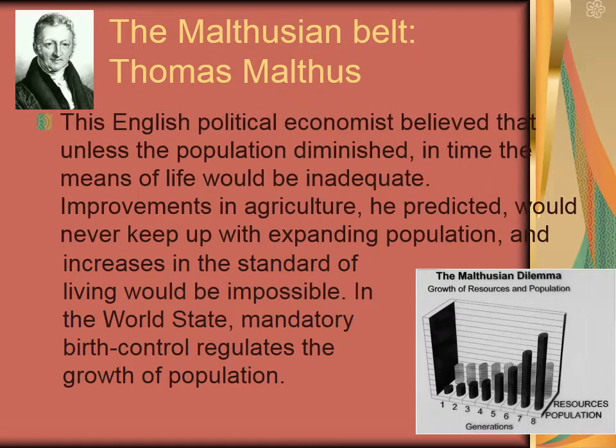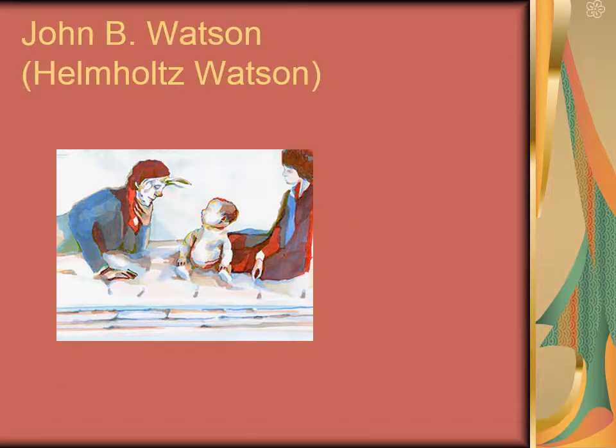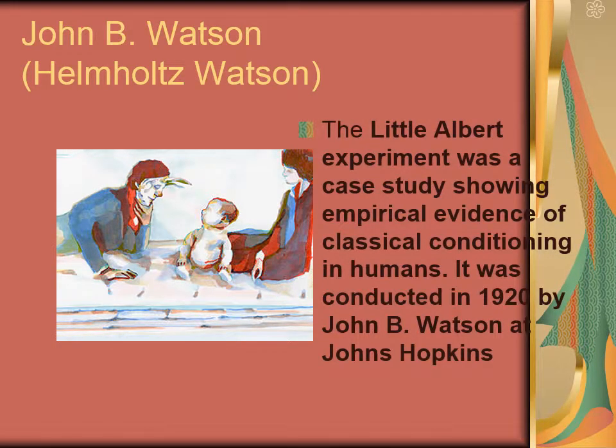And the Malthusian belt, inspired by the ideas of population control, which we attribute to Thomas Malthus. He believed that unless we got a good control over our population, we would slowly use up all of our resources, and thus slowly society would collapse. So he advocated the use of birth control.